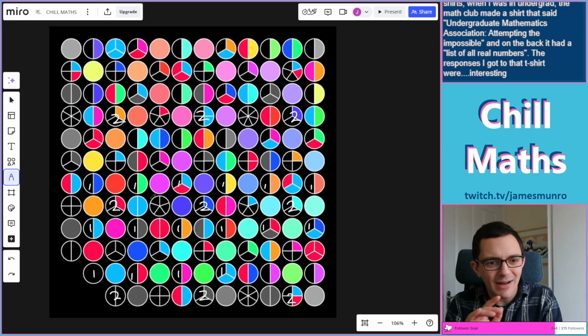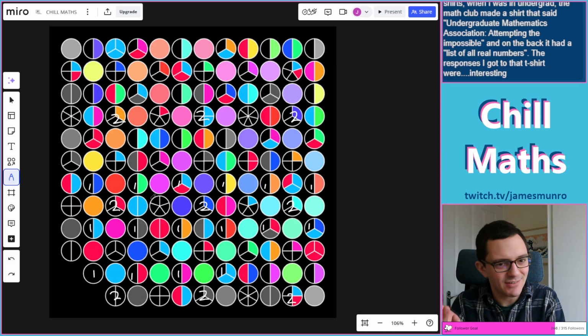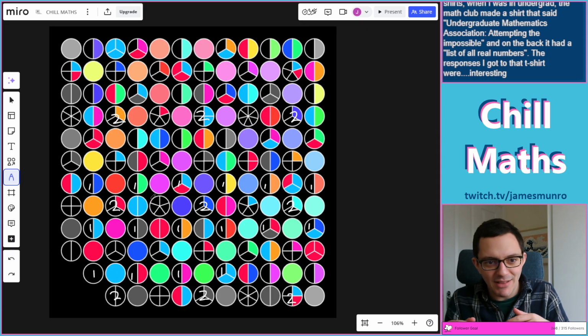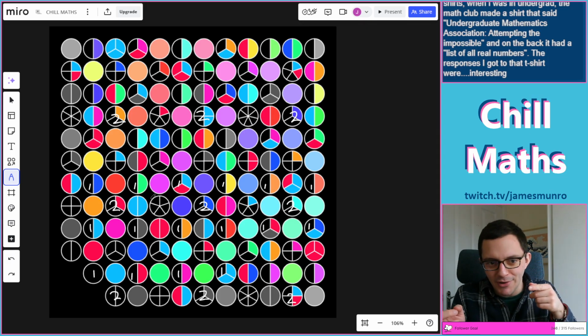So I have to get the arrangement right, because if you're wearing the t-shirt, you have to know. It's like being quizzed. If you're wearing a band's t-shirt, people are going to be like, name all of their albums. If you're wearing a maths t-shirt, oh no, name all the numbers.